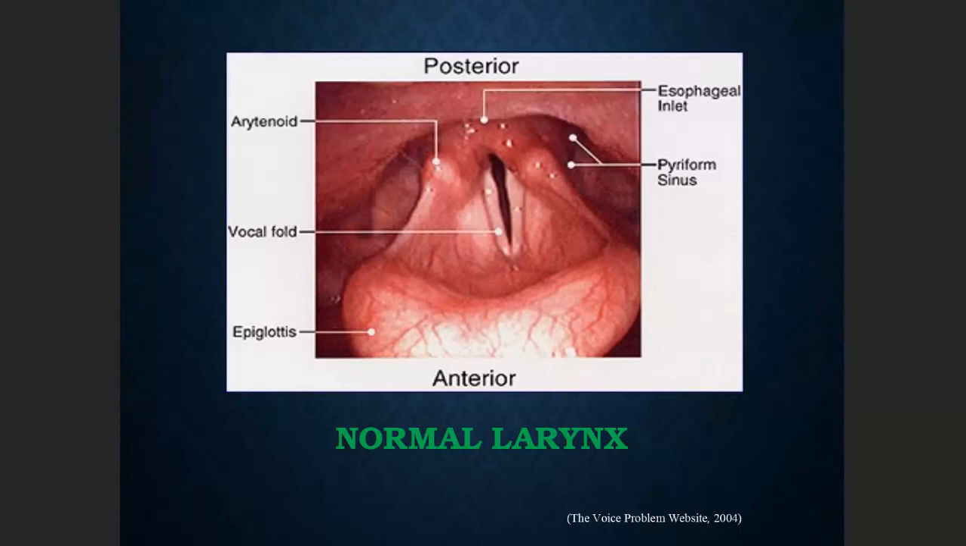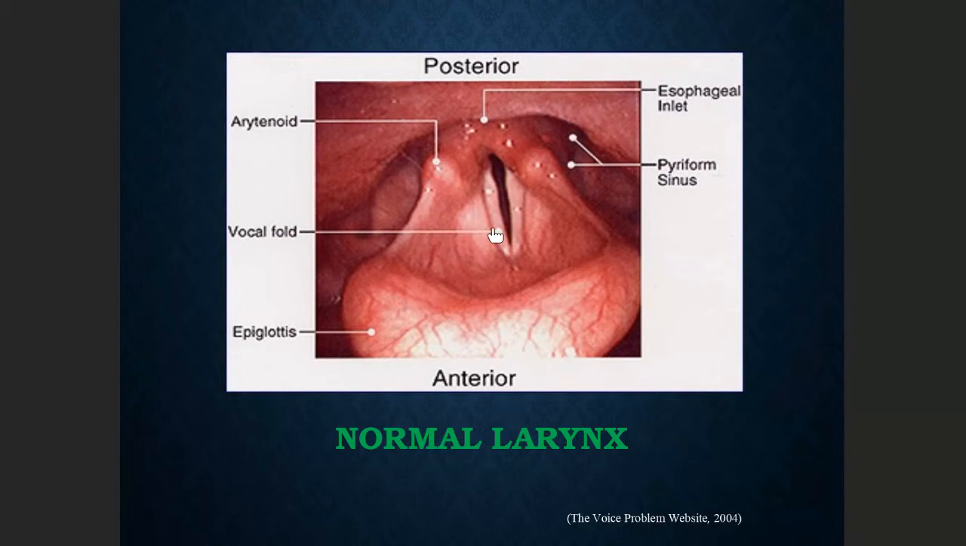Here is the endoscopic picture of the normal larynx. You are looking from above. Here the epiglottis is the leaf structure, anterior. Here you have the tongue. So you are looking at the patient from anterior.